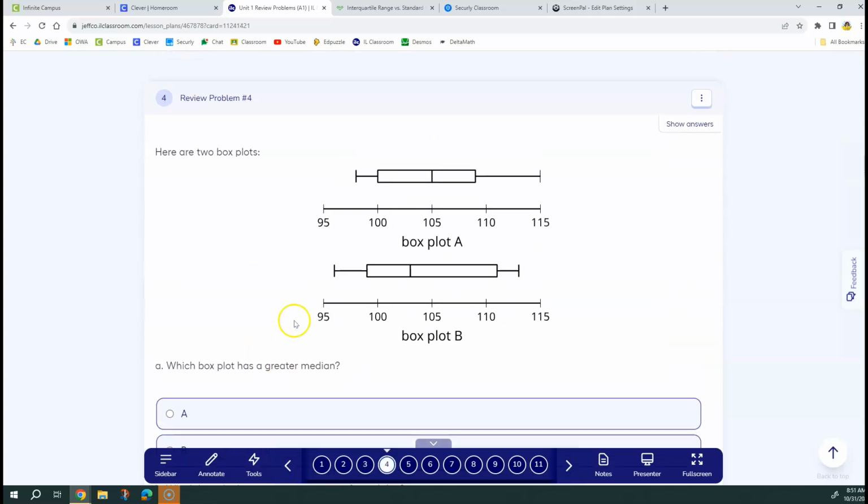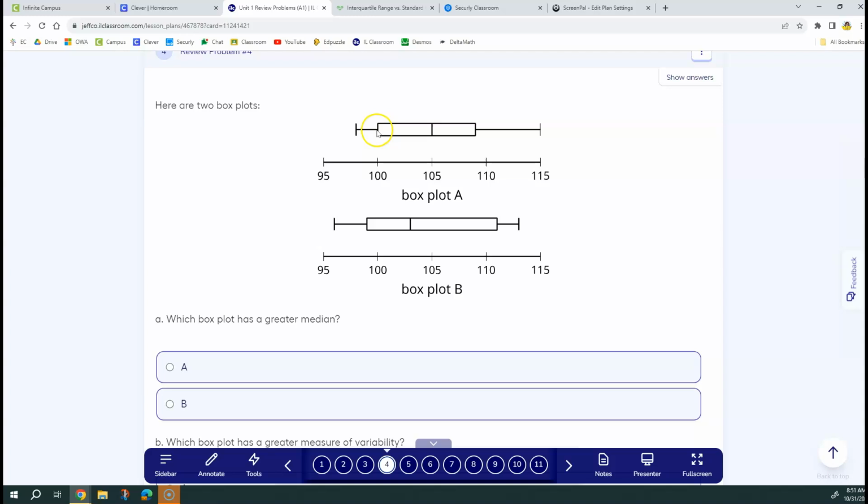Here we go for number 4. Here are two box plots, box plot A, box plot B. They both go from 95 to 115. The minimum here is probably 97, 98, something like that. The maximum is 115. Down here, the minimum is probably like 96 and the maximum is probably like 113.